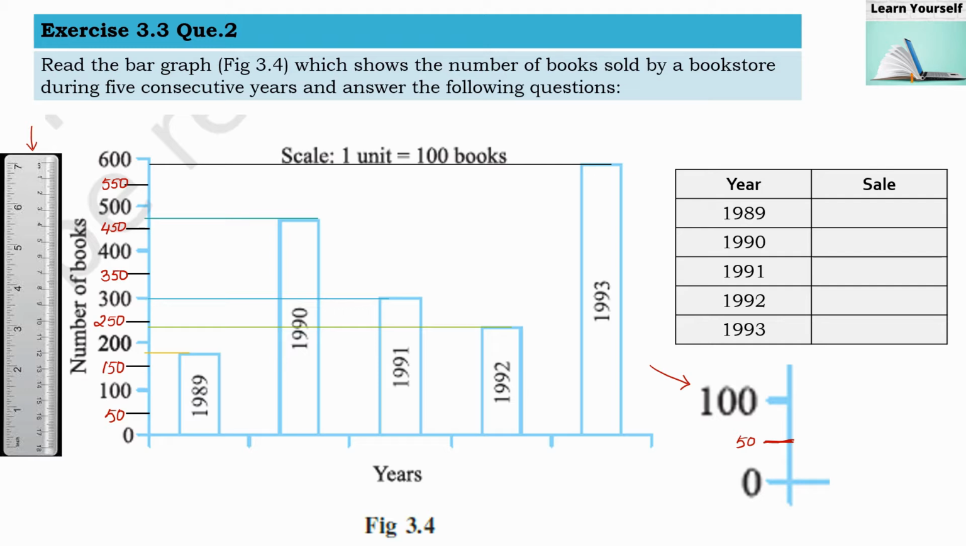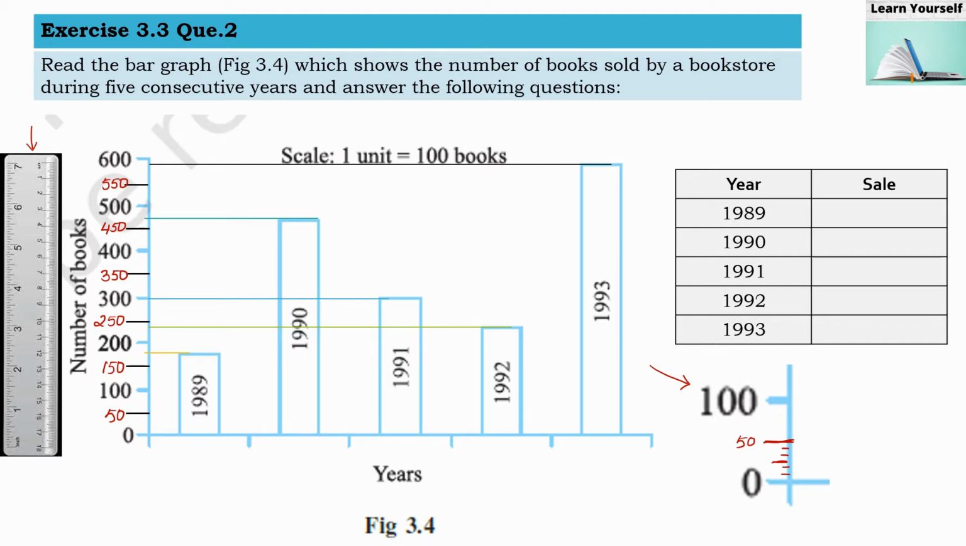Now how we are going to take estimated values for the number of books sold is, if it is in between 0 to 50, then we are counting it as 25. If it is a little bit towards 50, we are taking a reading of 30 or 40. And if it is a little bit down, we are taking 10 or 20. So that is how we are taking estimated values for the number of books sold. So for that you have to draw lines like this, as I have drawn lines for the bar graph 1989, 1990 and so on.